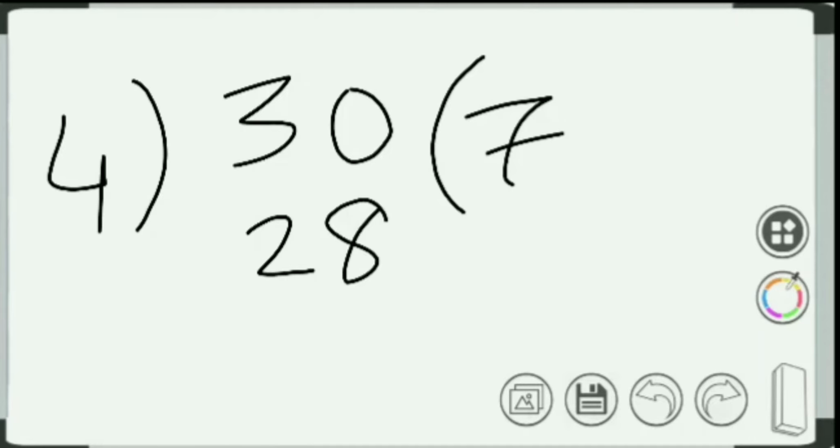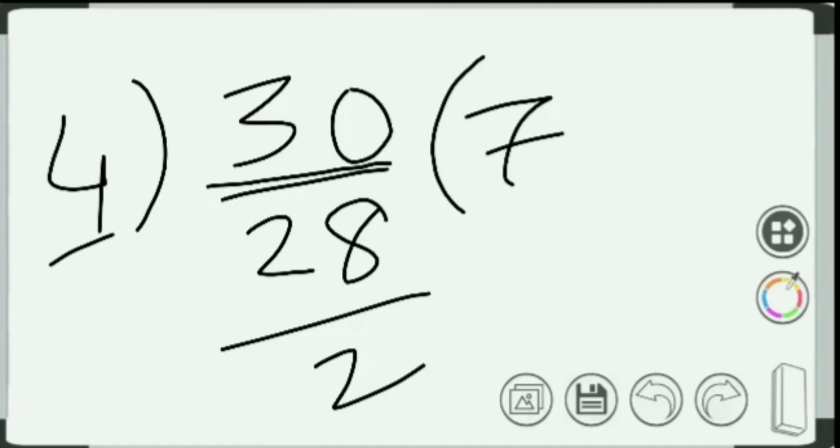30 is divided by 4, then 4 7s are 28, remainder is 2. Here 30 is dividend, 4 is divisor, 7 is quotient, and 2 is remainder. So when we divide 30 by 4, then the quotient is 7 and the remainder is 2.